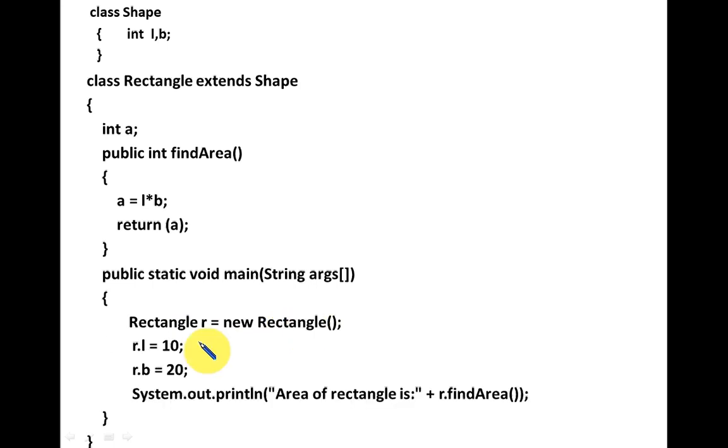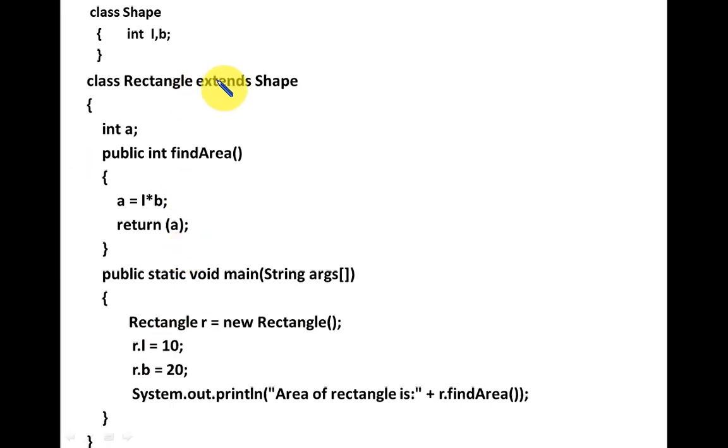Next we are assigning values for length and breadth. How can you invoke L and B? With the help of R.L, R.B, that is object name dot variable name. So note it down, these L and B are members of which class? Shape. But the object of Rectangle can be used to invoke the variables of Shape. How is it possible? Only with the help of inheritance.